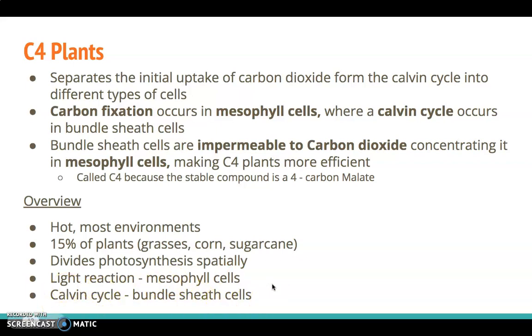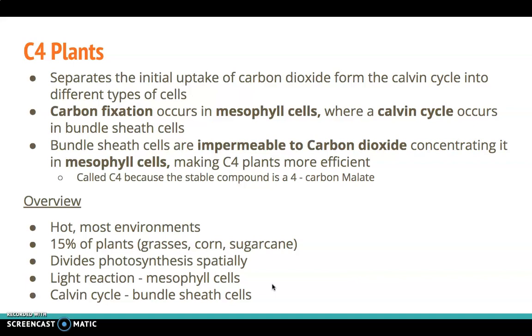So C4 plants have a structure that separates the initial uptake of carbon dioxide from the Calvin cycle into two different types of cells. In the outer layer of the mesophyll cell, carbon dioxide is fixed by addition to a 3-carbon compound called phosphoenol pyruvate, PEP. The product is a 4-carbon compound known as oxaloacetate, giving these plants the name C4.